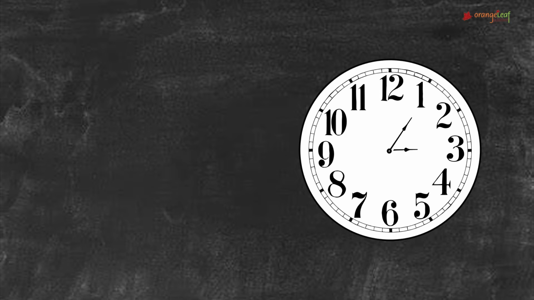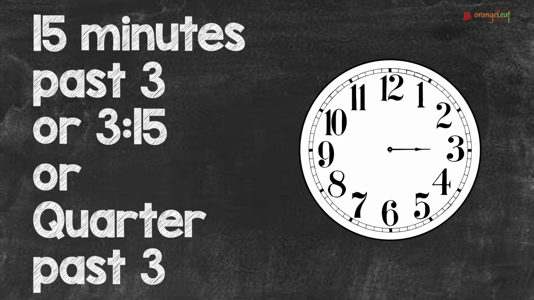Now, when the minute hand moves one number ahead, 5 minutes have passed. So the time is 5 minutes past 3. When the minute hand moves to the second number, we see that 5 more minutes have passed, which is 10 minutes in total. So the time now is 10 minutes past 3. Now the minute hand comes on 3. We see that a quarter of an hour has passed, which is 15 minutes. So the time is 15 minutes past 3 or 3:15 or quarter past 3.